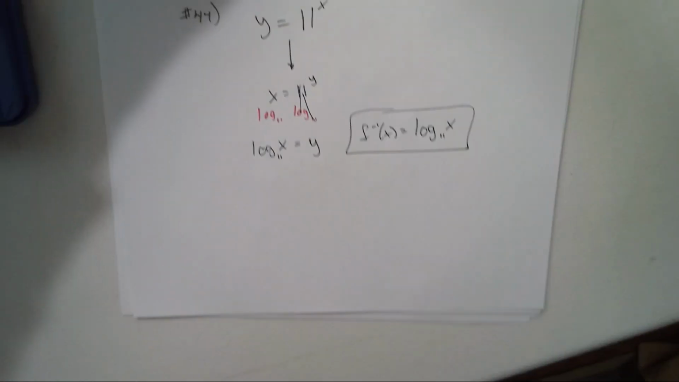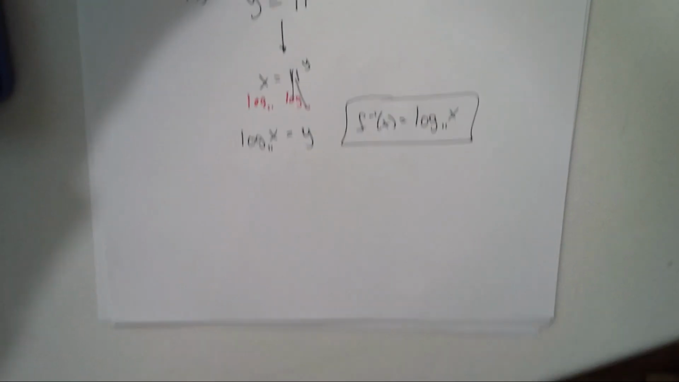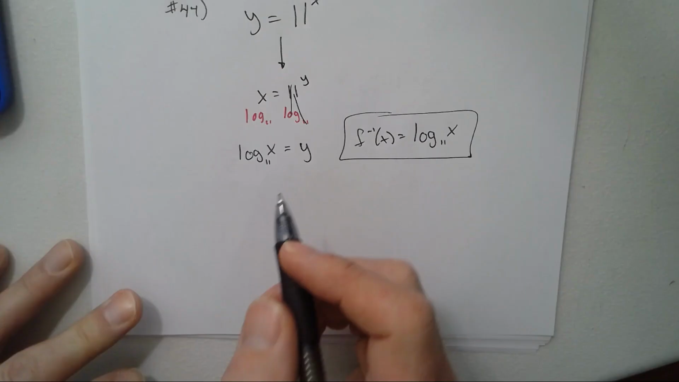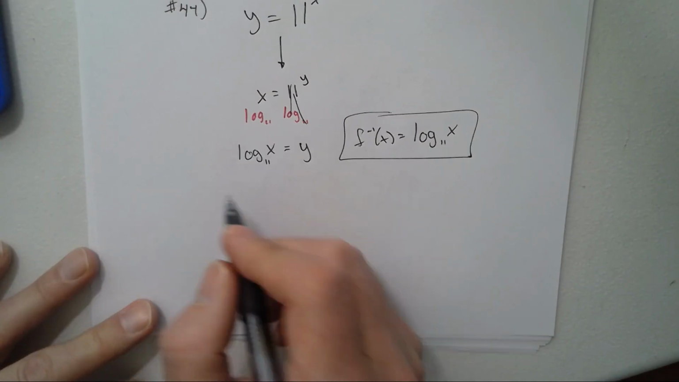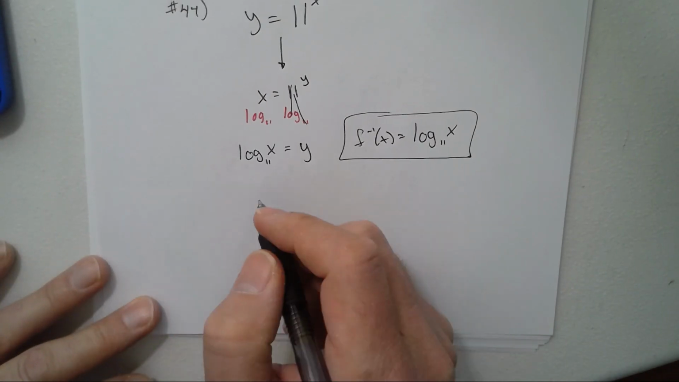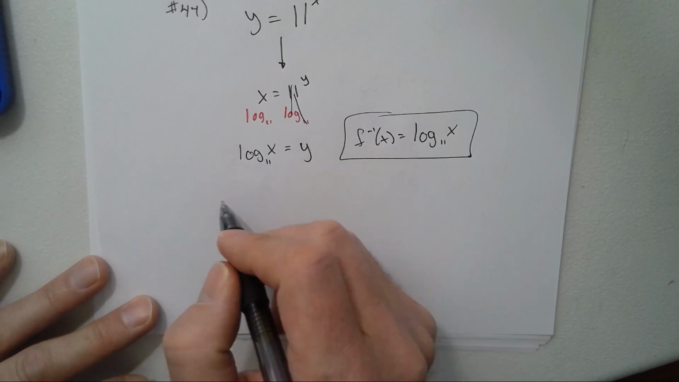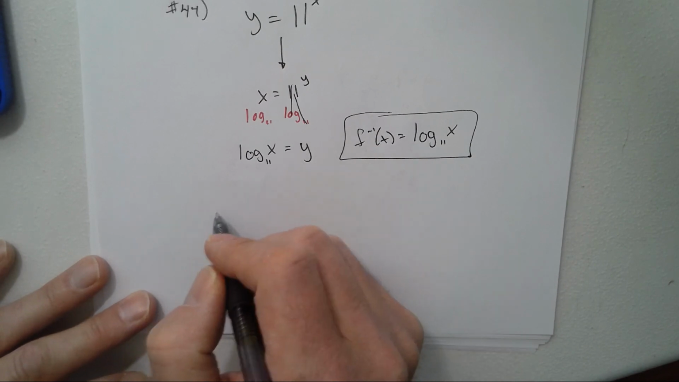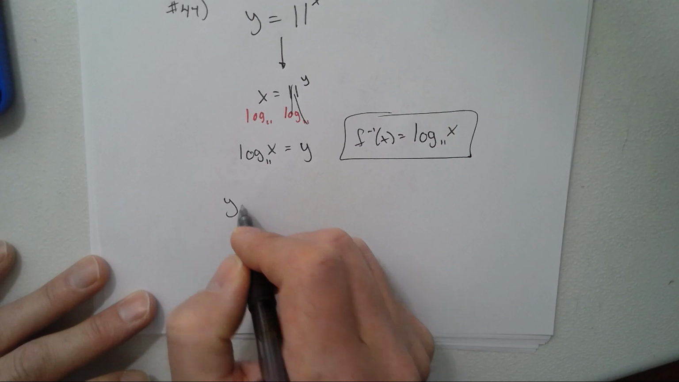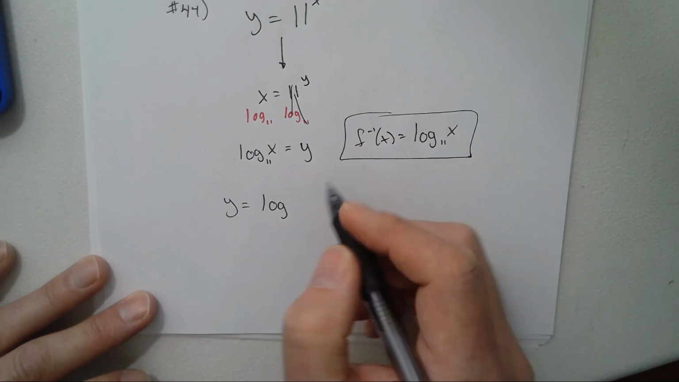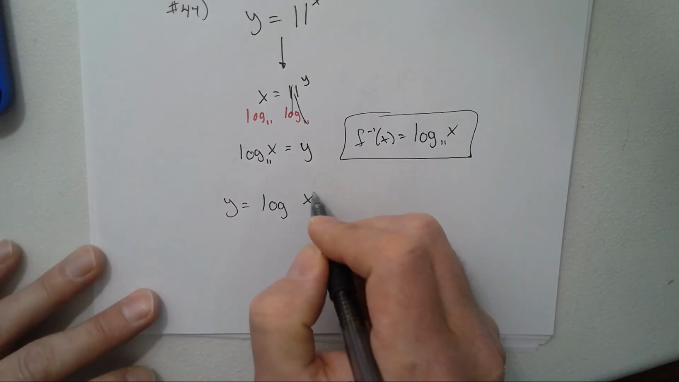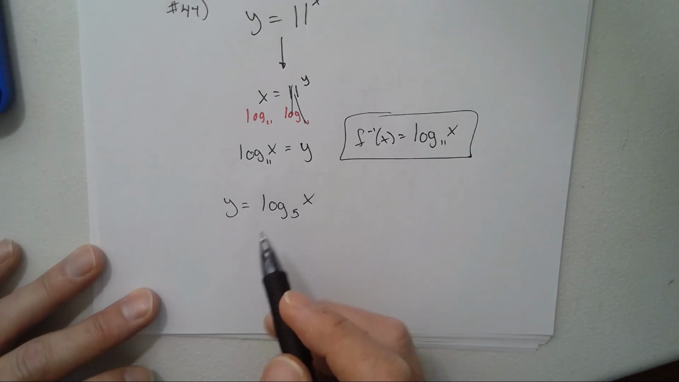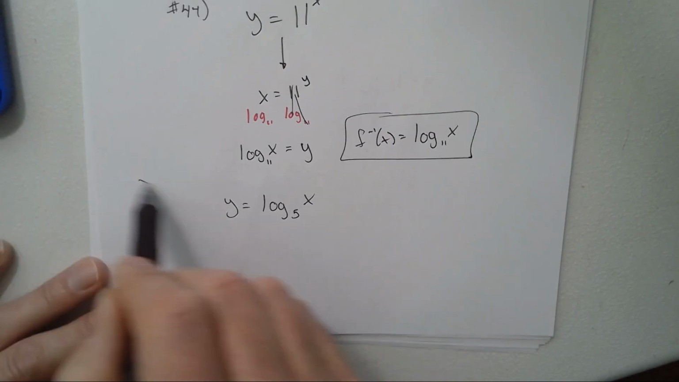Alright, last thing I'll show you before we do our 61 62 review. We haven't done a log one. So how about y equals the log of x base 5, and you wanted to find the inverse of that. This is just an example.